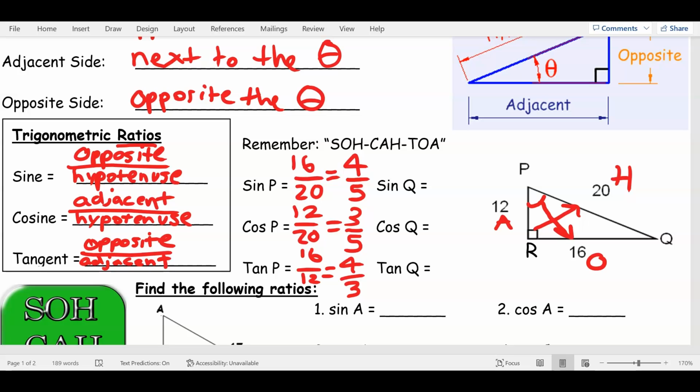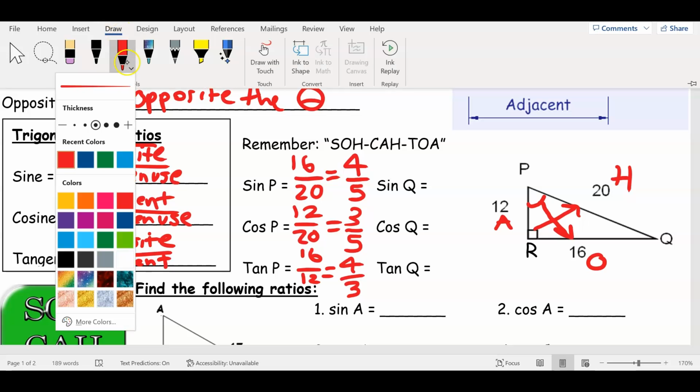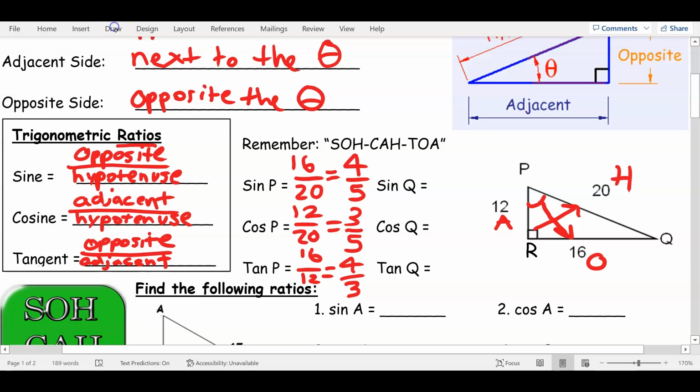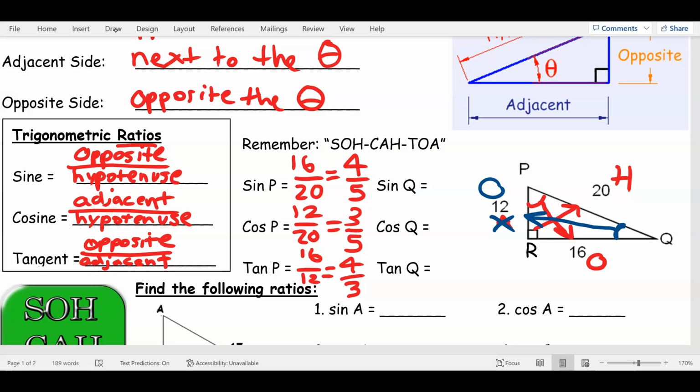Okay? So I'm going to do this in a different color. Let's say we're going to do the Q's now. I'm going to put an arc at Q. What I'm going to do is relabel O, H, and A. It's going to change. If you're on a phone, focus, everybody. Starting at Q, what's opposite of Q? 12. So I'm going to cross out that A. Now it's O. It's changed because I changed where I started from.